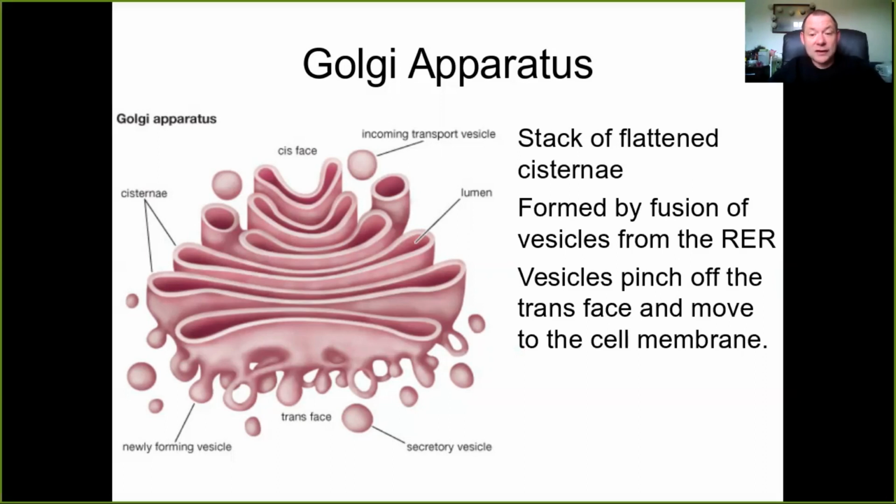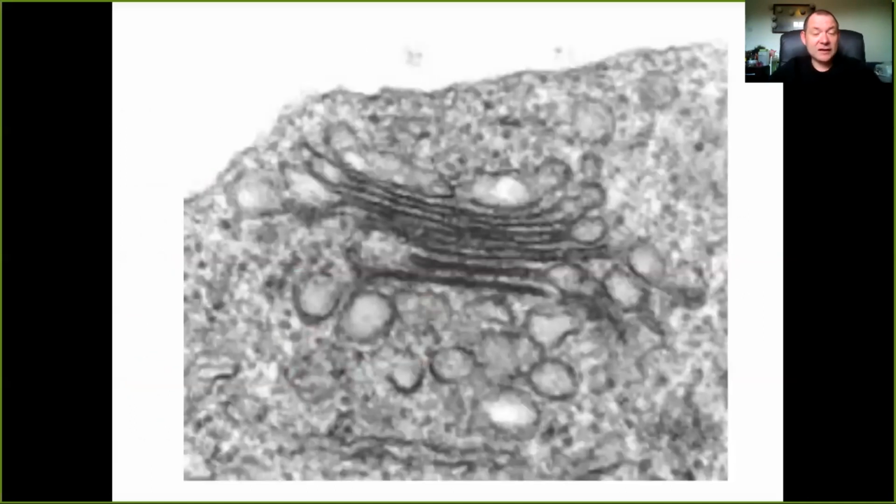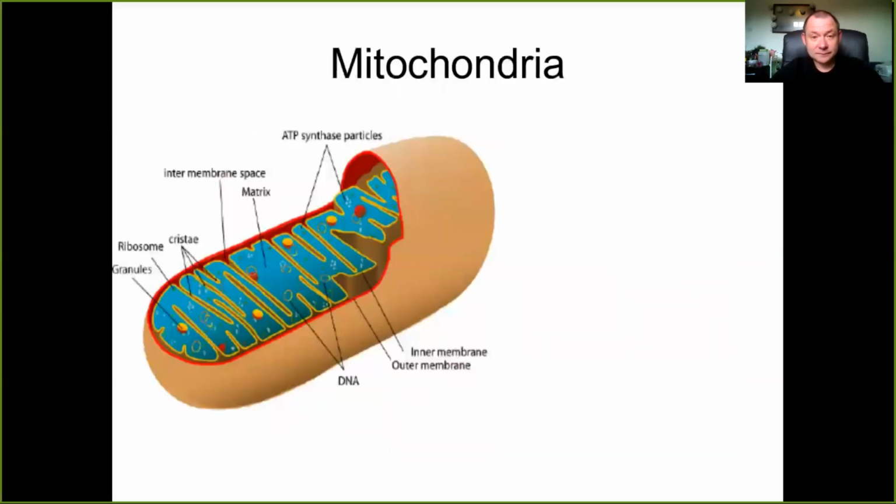Vesicles pinch off the trans face and move to the cell membrane. So basically, the Golgi apparatus can modify various substances within it, and then those substances can be transported in vesicles to the cell membrane for release, so secretion. And here we can see some Golgi apparatus on an electron micrograph.